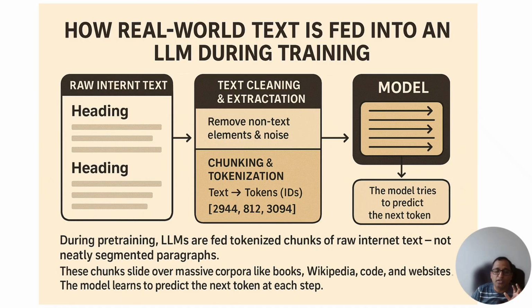These token chunks are fed into the transformer model layer by layer and one by one. During training, the model doesn't see the full document or even a paragraph. It only sees a window of tokens and is tasked with predicting the next token at every step. So this is how pre-training works in practice.